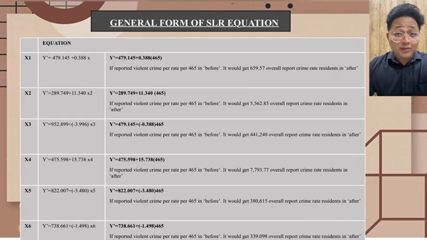The second part is we will explain the general form of the simple linear regression equation. The prediction in this table shows the reported crime rate per resident, and if obtained, the reported violent crime per 465 residents before.